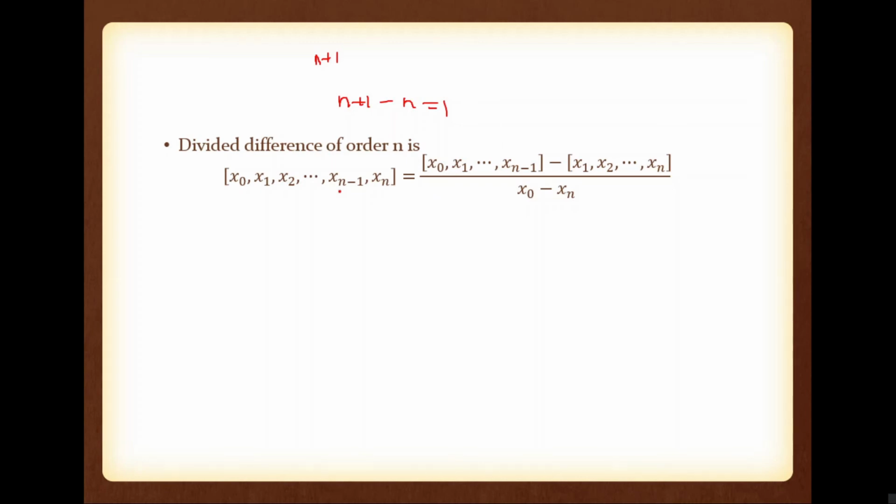So that is equal to the first n elements, first n elements means excluding the last element. So we have [x0, x1, etc., xn minus 1] minus the last n elements, last n elements means excluding x0. So we have [x1, x2, etc., xn] divided by first element minus last element. Is it okay, all of you?